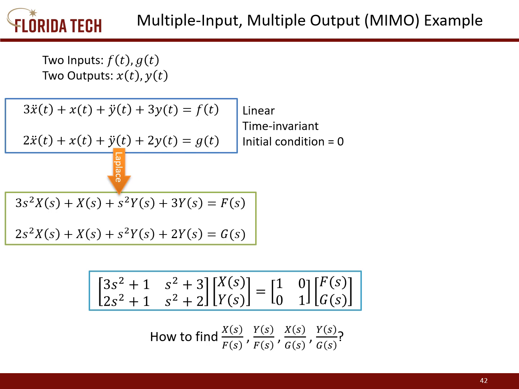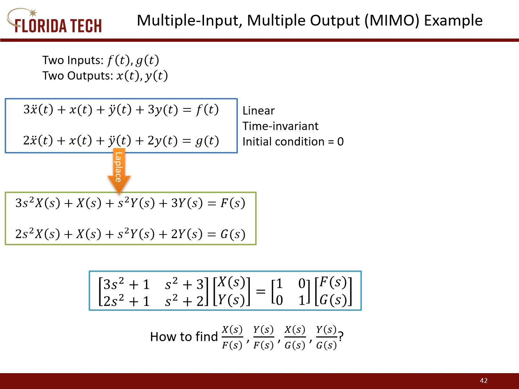So from a mathematical way of looking at a multiple input, multiple output system, let's start with a simple one which has two inputs or two forcing functions, f of t and g of t, and it has two output variables, x and y in this case, and the derivatives of the output variables, but really two output variables, x and y.